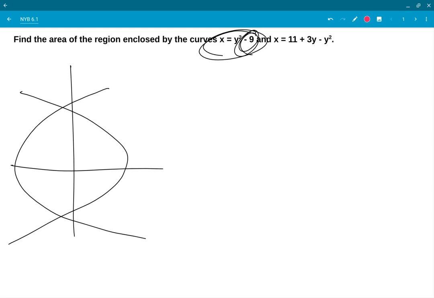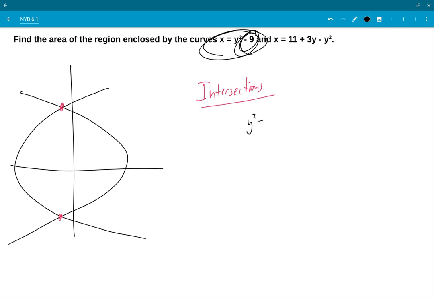And my goal now is to find these intersection points, because what I'm going to be doing is forming an integral, but now the rectangles are oriented like this. Anyways, intersection points.